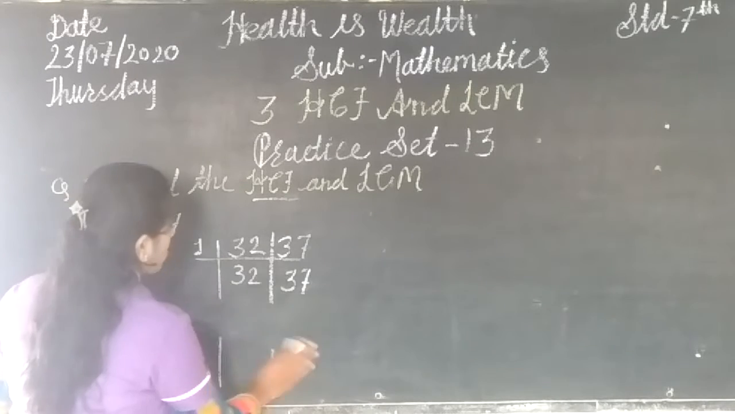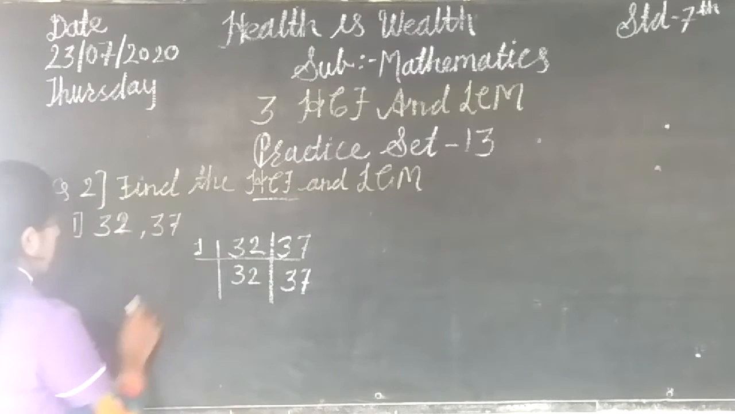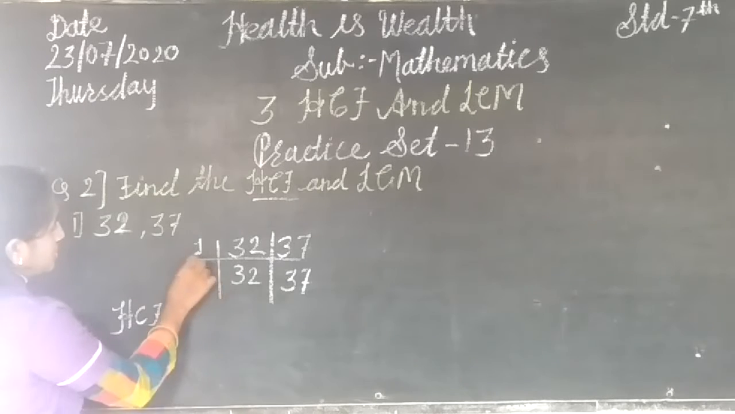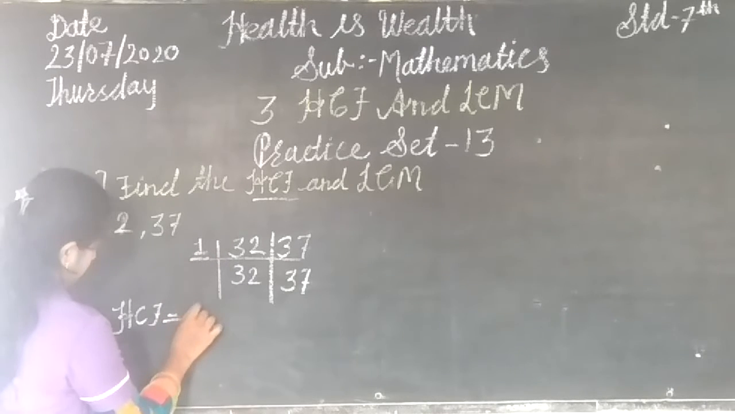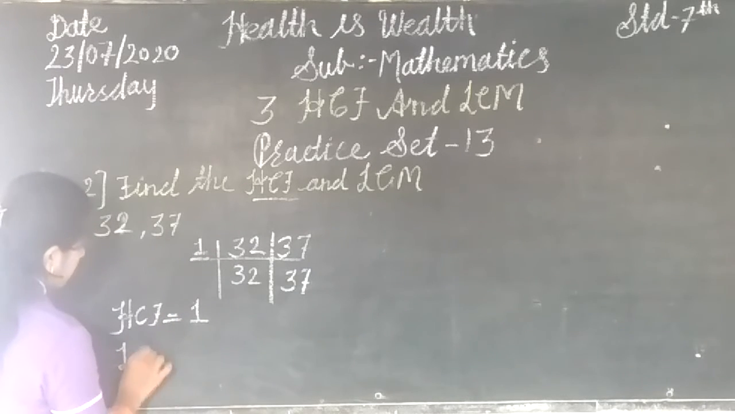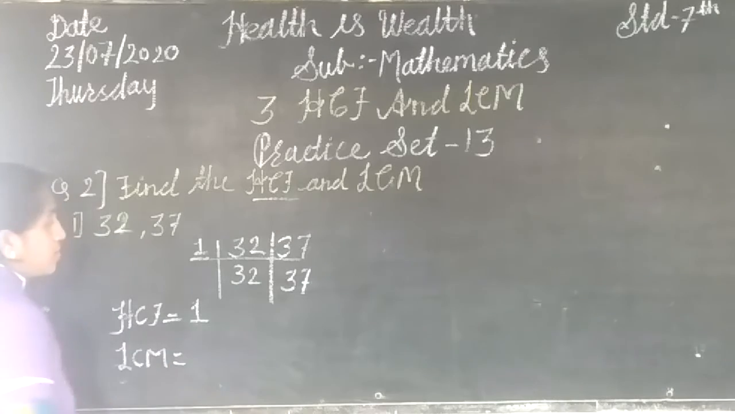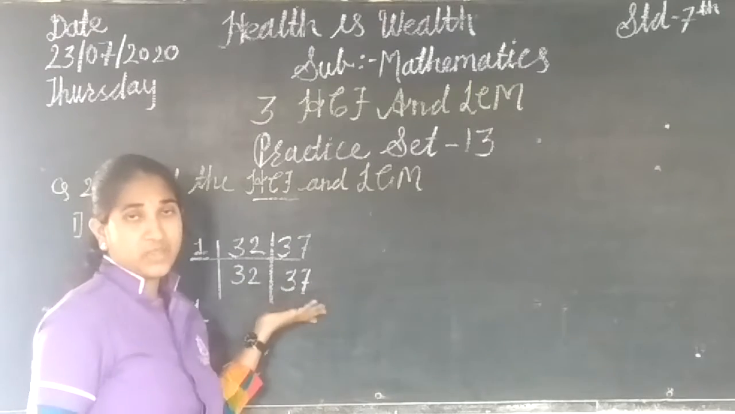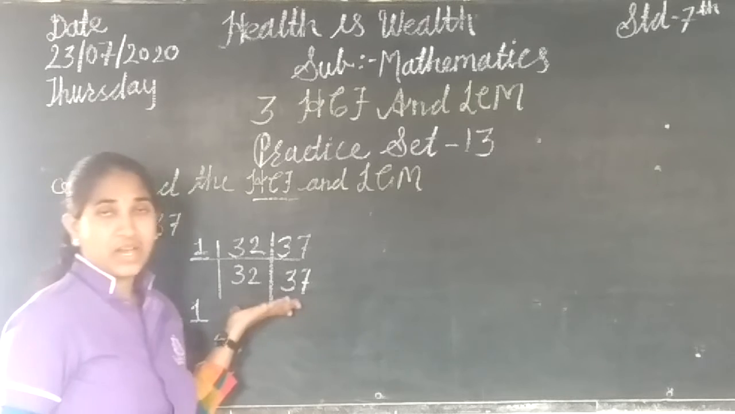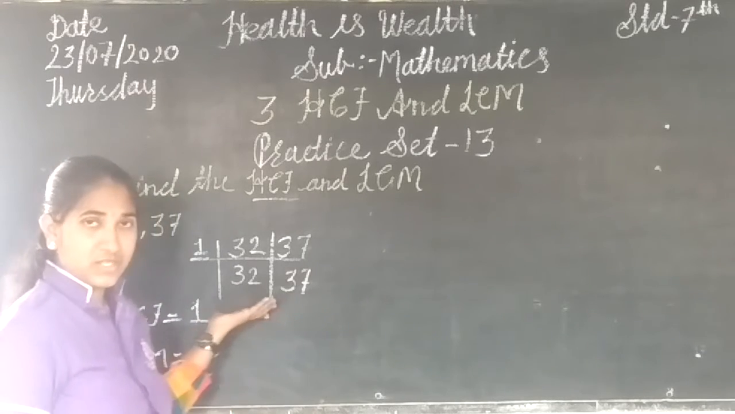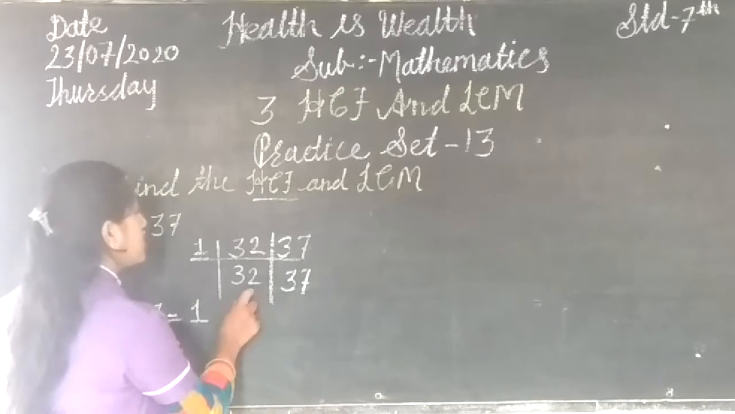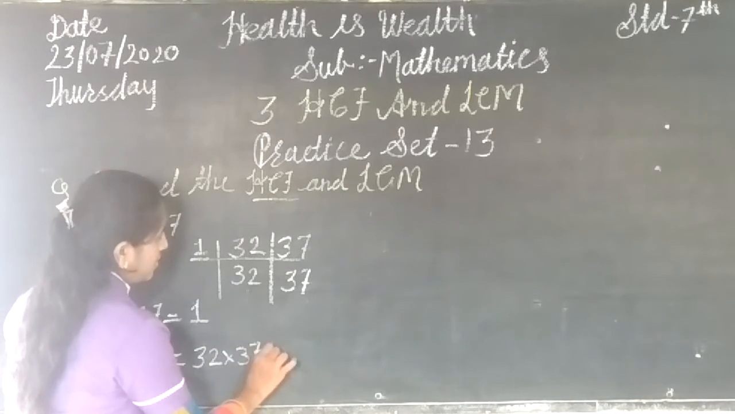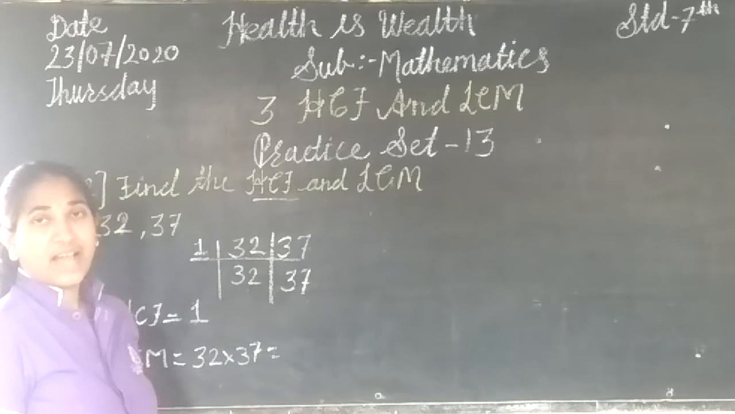Then what is the HCF of these two numbers? The HCF is 1. And the LCM? Whatever the factors we got, we have to do the multiplication, the product of the factors. Then what remains are 32 and 37, which we write as it is.